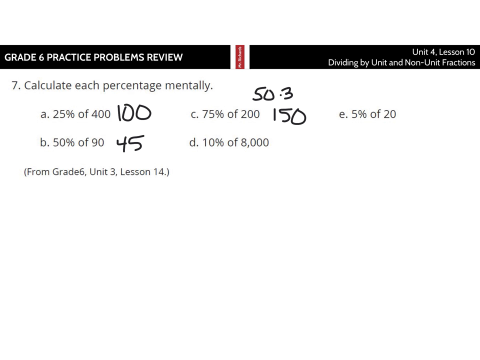10% of 8,000 is 800. When you're doing 10% of something, you are basically just dividing by 10, which results in 800 there. 5% of 20, well, I know that 10% is equal to 2. 5% is going to be half of 10%, so it's simply going to be 1. So our answers here, you have the 100, the 45, 150, 800, and 1.